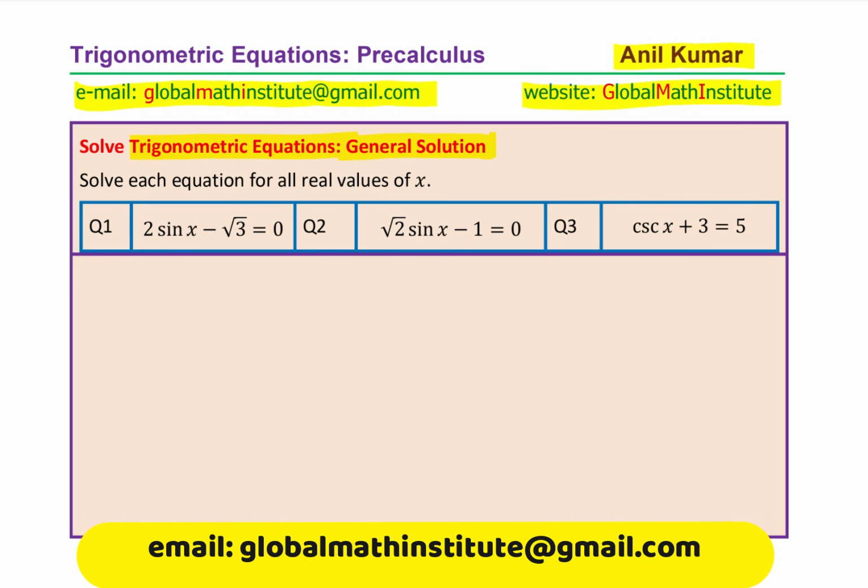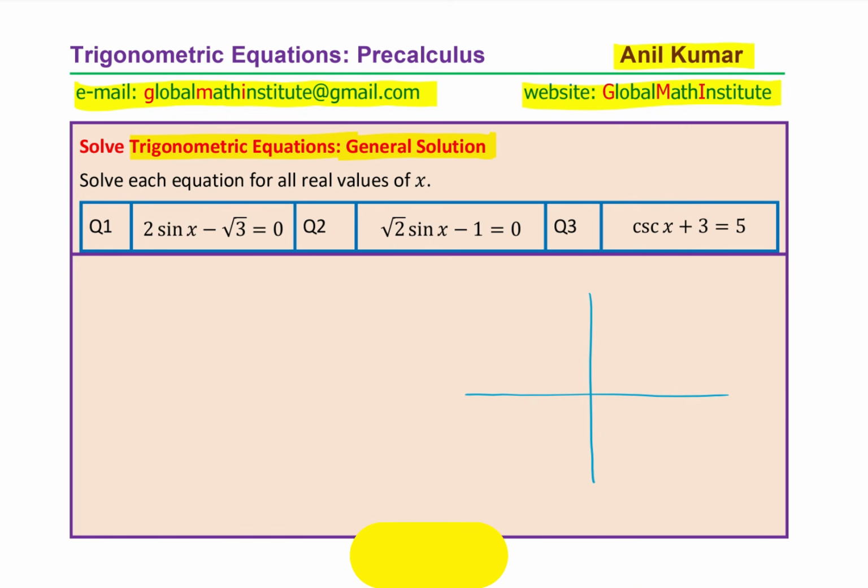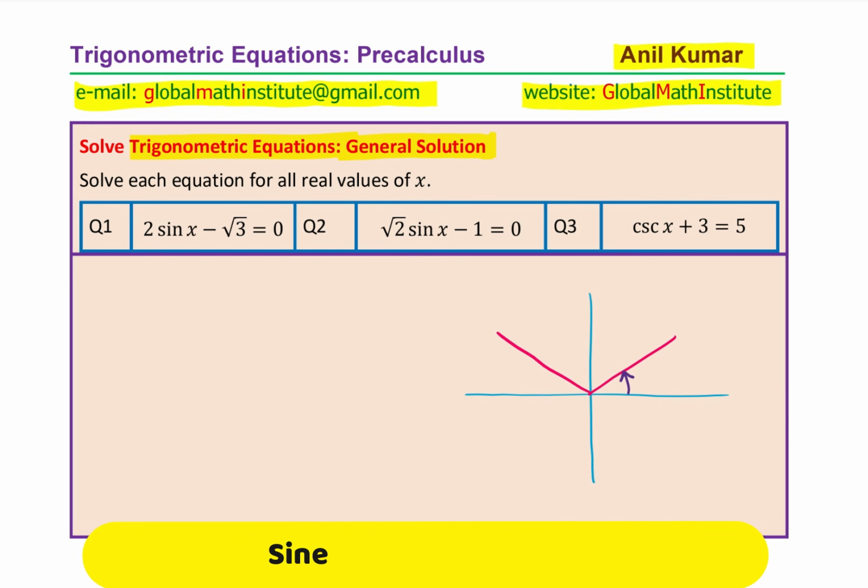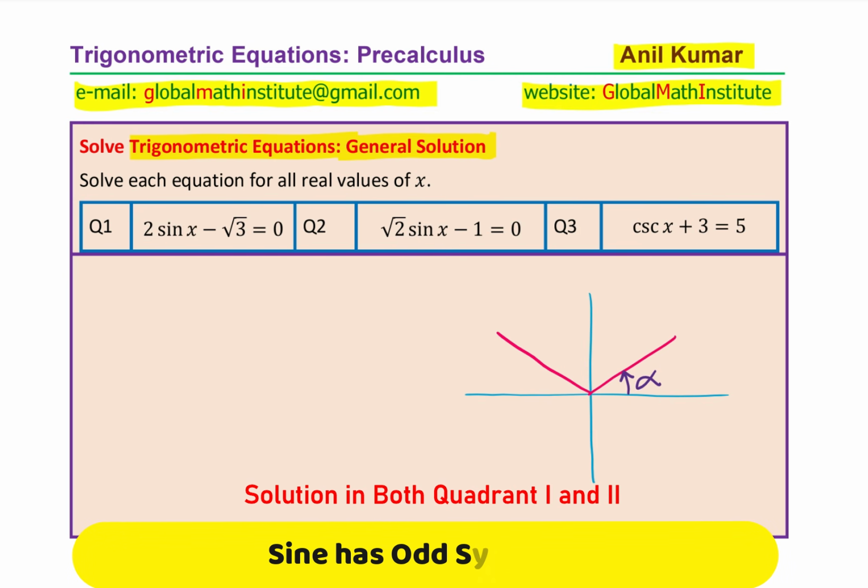We should remember that sine x is positive in quadrant 1 and in quadrant 2, correct? So if it has a solution alpha in quadrant 1, then it will also have a solution pi minus alpha. You get the idea. Perfect. So that is how the solutions are related.